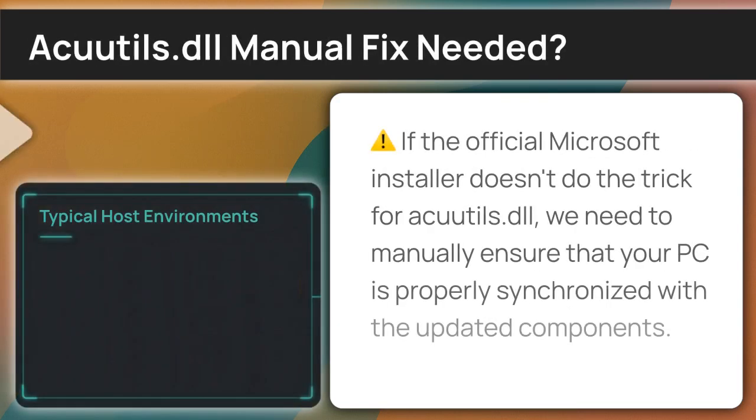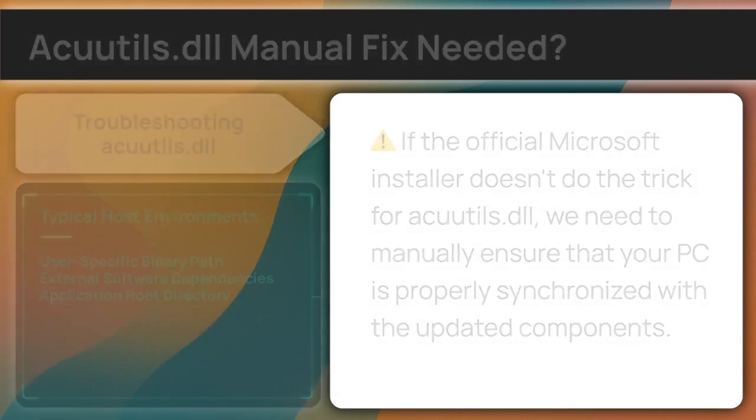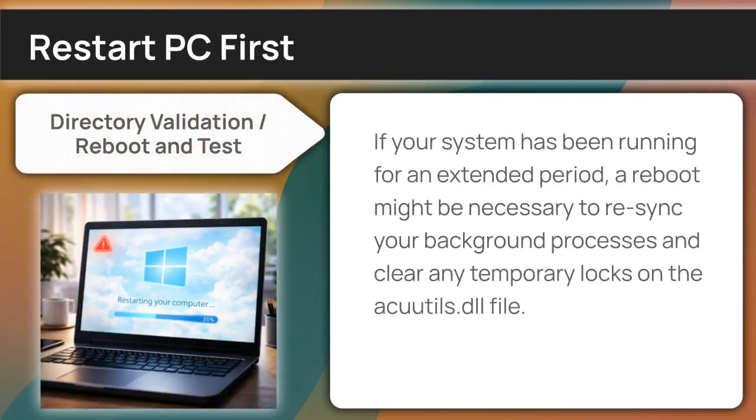Should the file remain missing after a reinstall, we need to ensure that the operating system is forced to re-index its shared library paths. A full system restart clears the temporary memory cache and allows Windows to attempt a fresh initialization of all required libraries, including ACUUtils library.